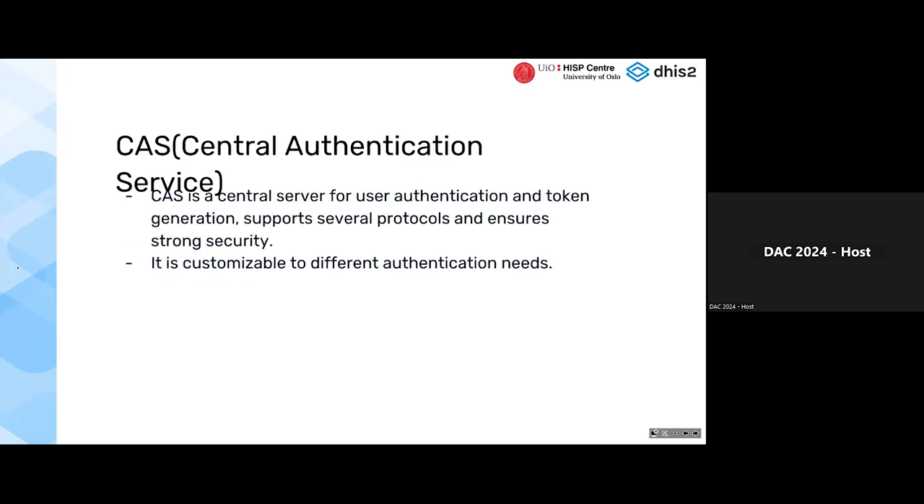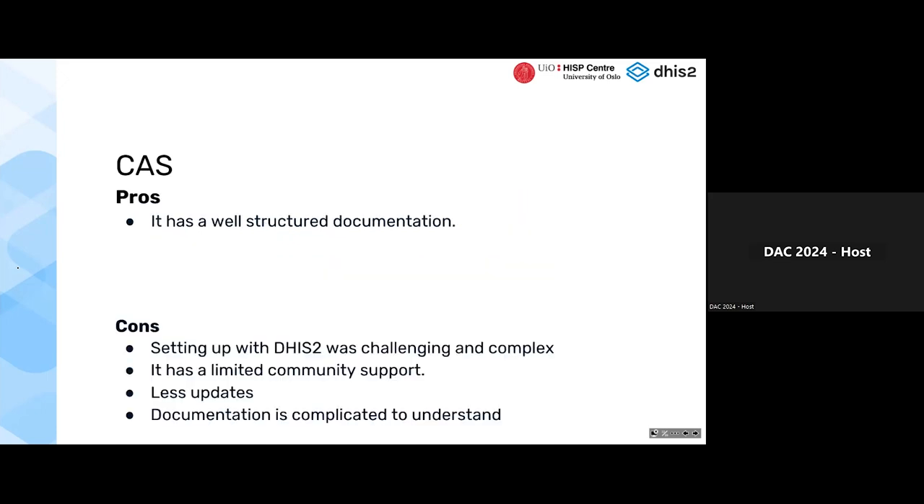The next one is Central Authentication Service, which also provides user authentication by token generation. It also supports different protocols, and it is highly customizable to different authentication needs. A good advantage of CAS is that it has well-structured documentation, and on the downside, it is a bit complex and challenging to set up. It also has a limited community and less updates. The documentation is a bit complex to understand.